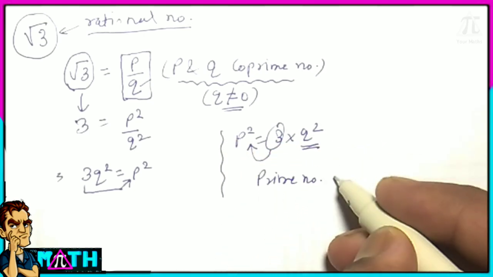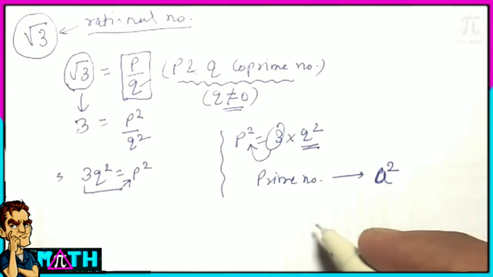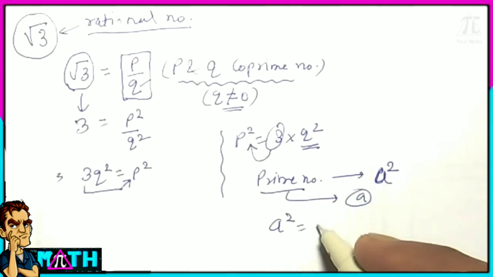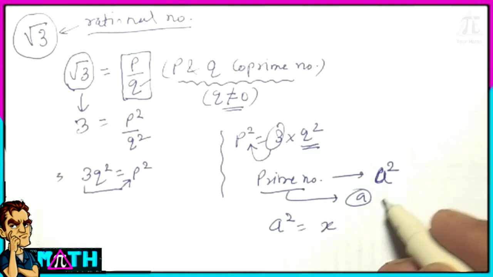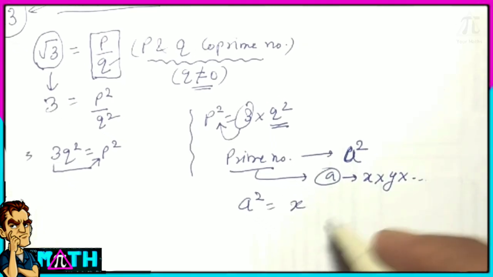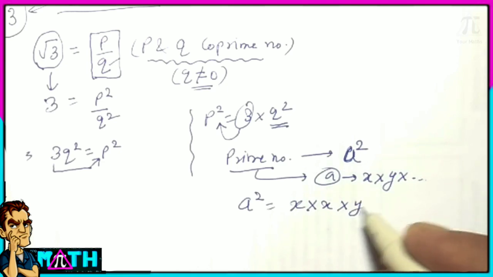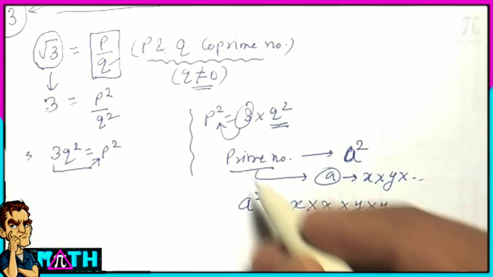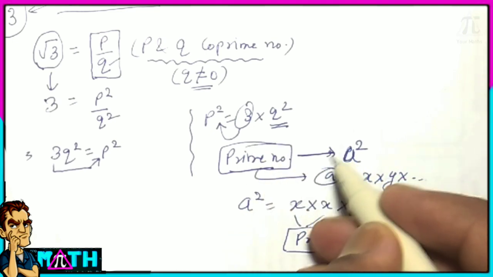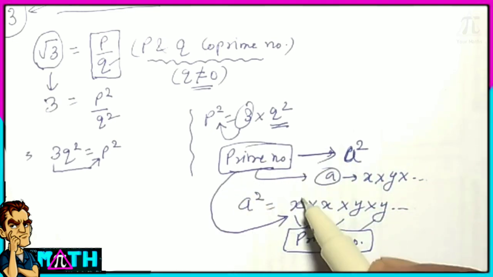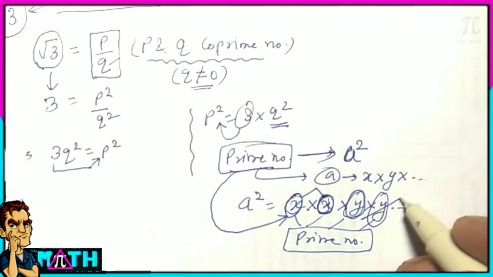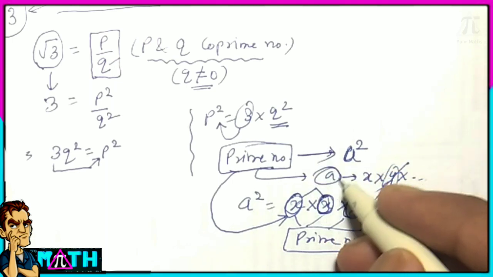If a prime number can divide p square, or a square, then that prime number can also divide a. First of all, let's say the prime factorization of a is x into y into so on. So the prime factorization of a square becomes x into x, y into y, and so on, and these are all prime numbers. So if a prime number divides a square, it must be a prime factor of a square. That means it may be x or y or some other. That means that prime number can also divide a, because a also contains that same prime number.